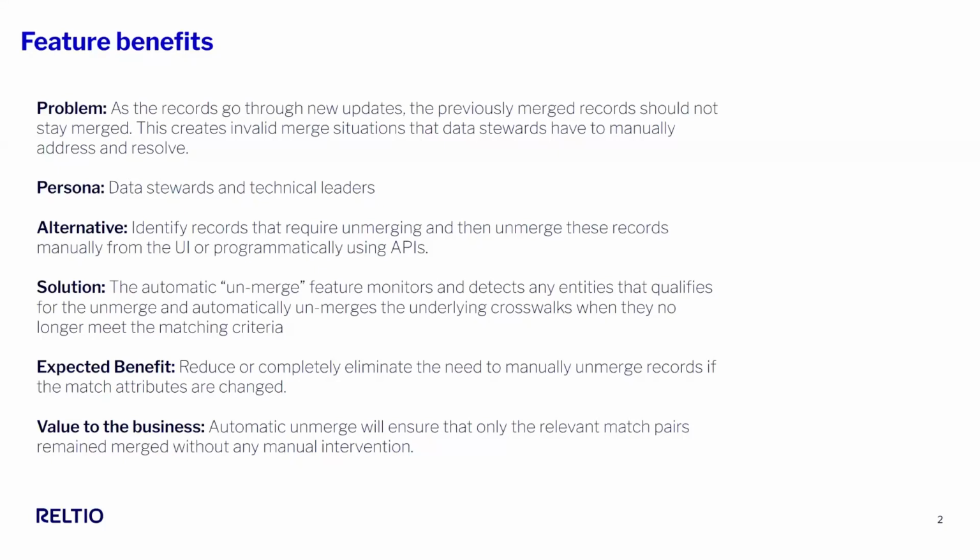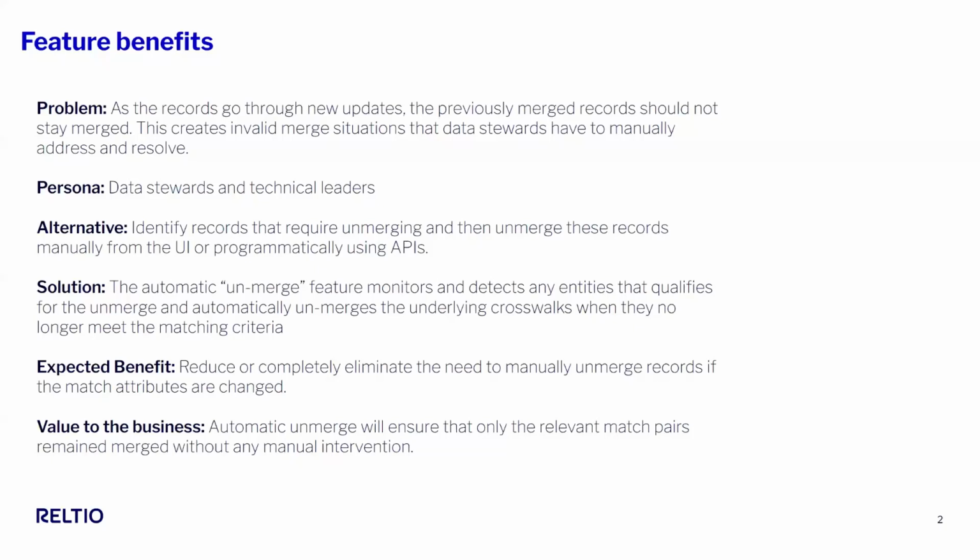We thought about a couple of different options here when we thought about the solution. The first obvious option was, before we even unmerge something, you need to find out what it is that you need to unmerge, right? So the detection part becomes very, very crucial here. The way we thought about detection is you have a bunch of automatic match rules that you use to basically merge the records.